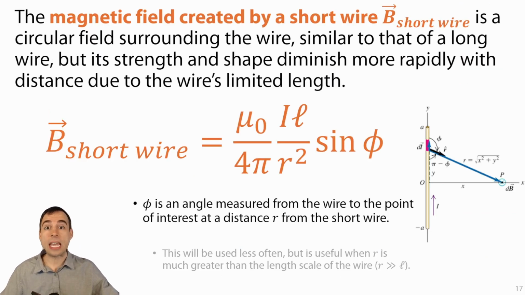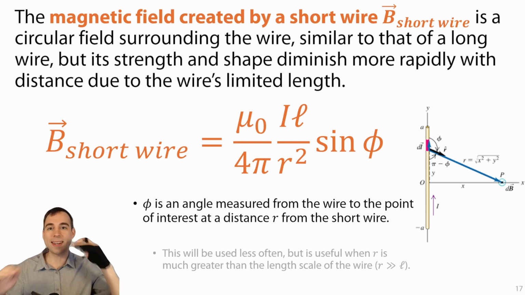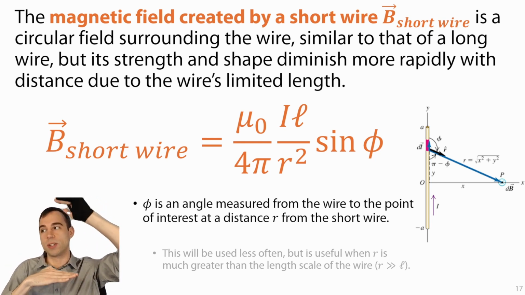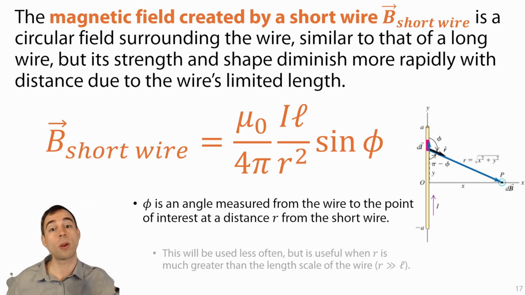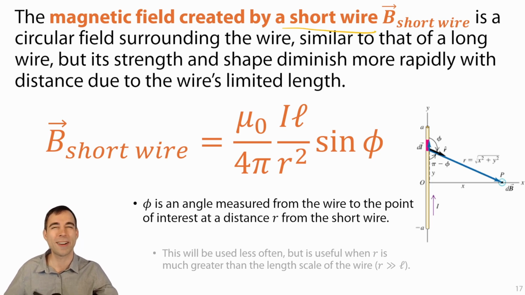In reality, the infinitely long wire is not necessarily the best approximation, especially when we are very far away from a current carrying wire. If we get really far away, that infinitely long wire would start to feel smaller and smaller until we could approximate it as a short wire. And the magnetic field from a short wire has a slightly different equation for calculating it.